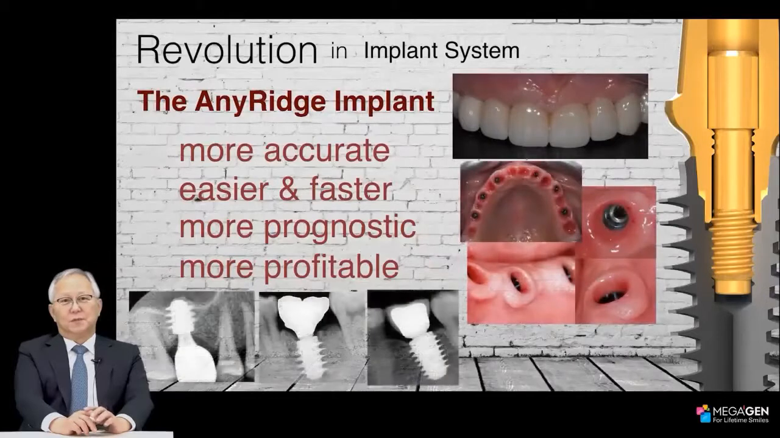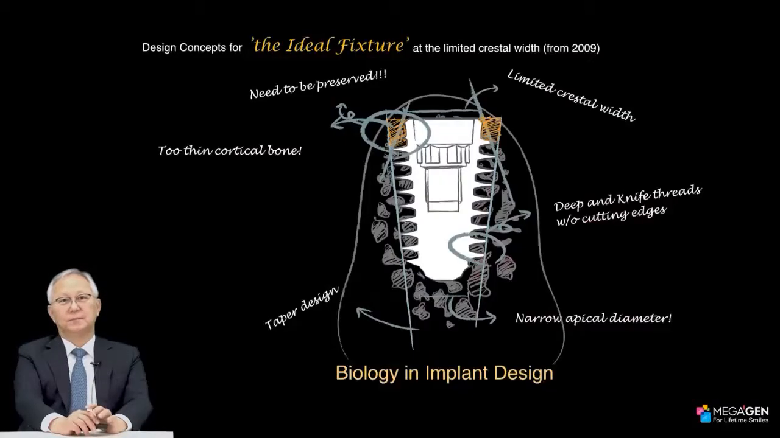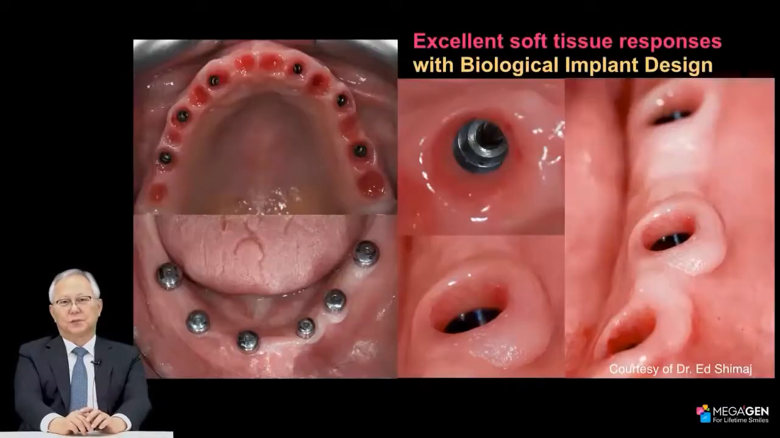So with these AnyRidge implant systems, you can have very excellent aesthetic results, and the soft tissue response is really wonderful. And in many cases, you will have bone overgrowth onto the implant platform, especially when you use a wider core diameter of AnyRidge. So this is the basic drawing, a simple drawing of the ideal fixture, which is AnyRidge. Because of the characteristics of each part of the AnyRidge system, we can acquire the very ideal result with the implants.